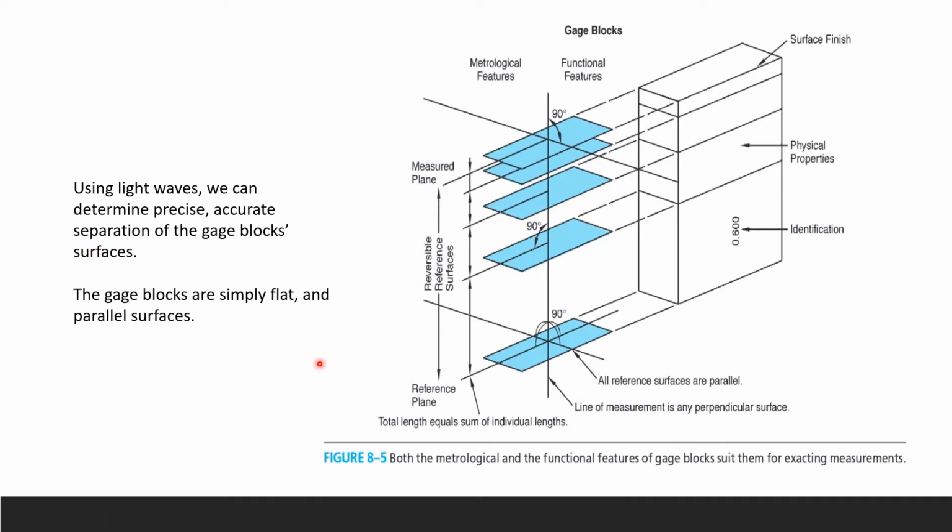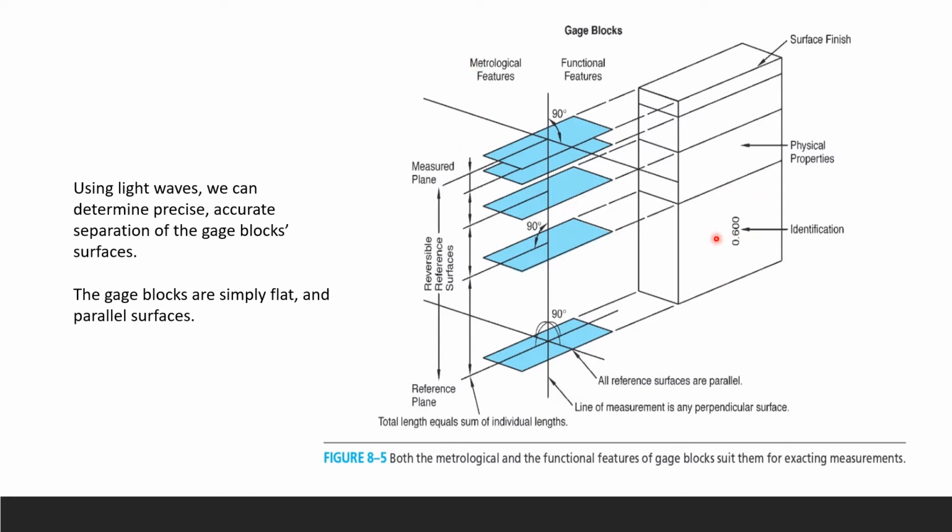So gauge blocks, you have already seen many of them in the lab, and they're very flat, simply flat and parallel surfaces. And using light waves, we can determine the precise, also accurate separation of gauge block surfaces. So here you can see the gauge blocks. This is your surface finish, and this is your physical properties.